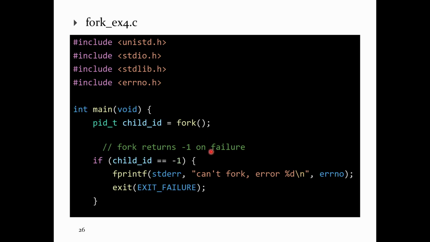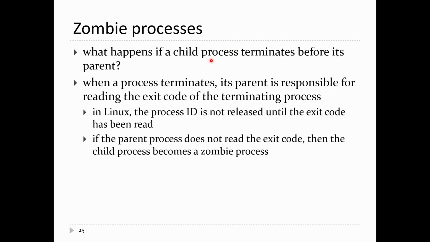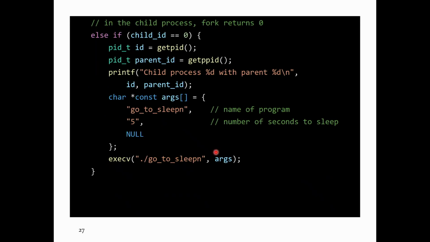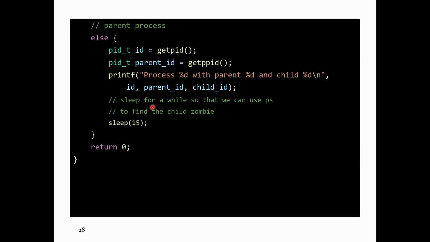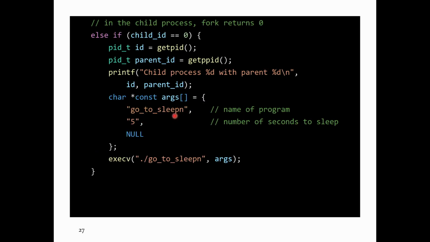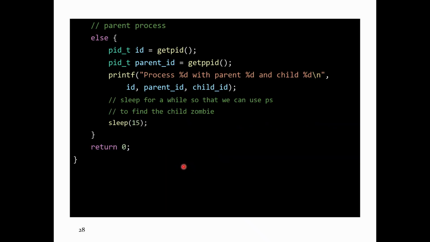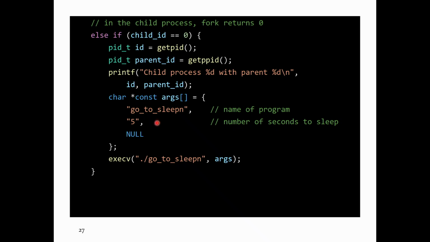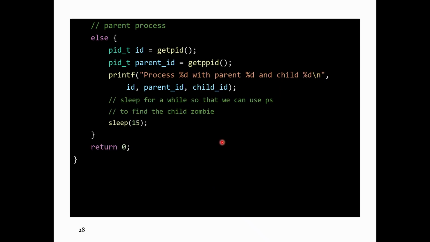So how can I arrange for the child process to finish before the parent? I'm going to use the same program, except in the parent, I'm going to sleep for 15 seconds, so that the child becomes a zombie. The child up here finishes in about 5 seconds. It prints out some stuff, calls exec to go to sleep for 5 seconds, which means it's going to finish before the parent process finishes. So if I use ps, we can see that child process, running go to sleep n, the operating system really does think that it's a zombie.